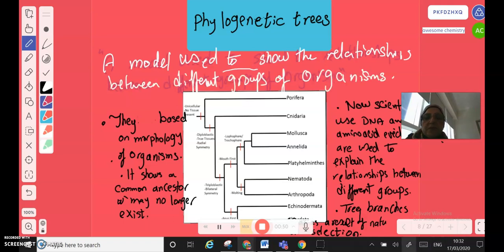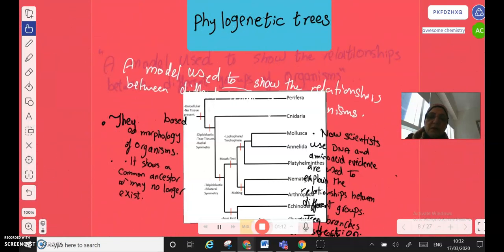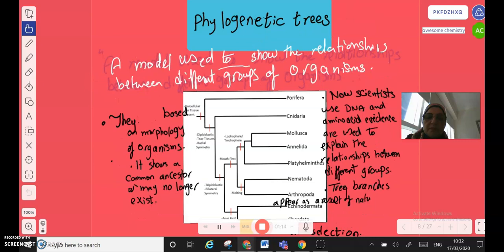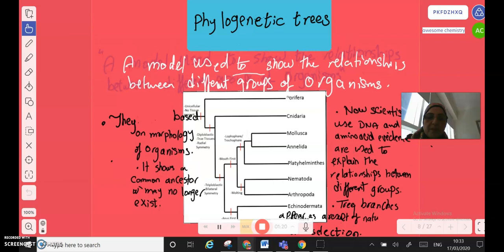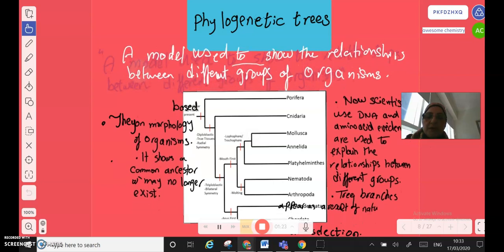You can see this tree. We call it a phylogenetic tree. So if you can see two organisms on the same line, this means that they are very closely related to each other. I can't see this part well, because I want to zoom in.